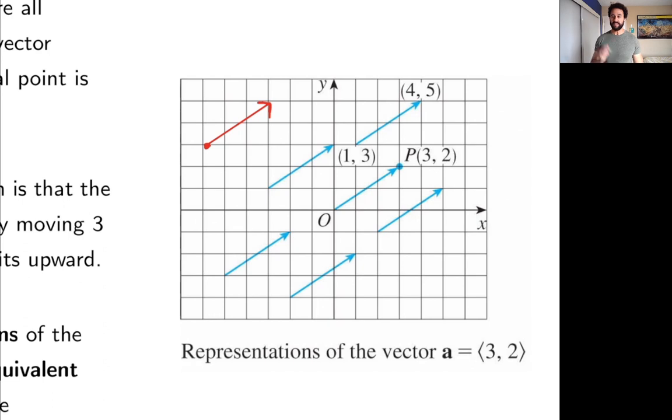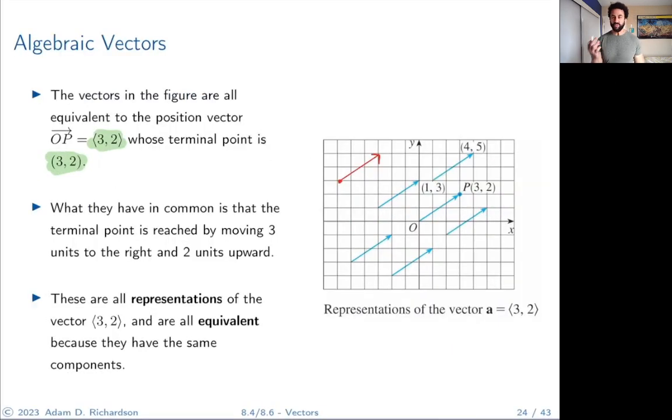They're equal vectors. This is what makes them different from points. So you got to remember, points are not vectors. There's a difference between a point and a vector. And the connection between points and vectors is position vectors. Position vectors have components that are equal to the coordinates of a point. There we go. So what's common about all these vectors? The thing that all these vectors have in common is that the terminal point is reached by moving 3 units to the right and 2 units upward. That's what a vector is, right? Direction and magnitude. So all the vectors that you see on this figure, they're just representations of the same vector.